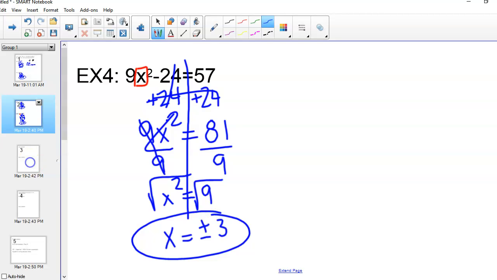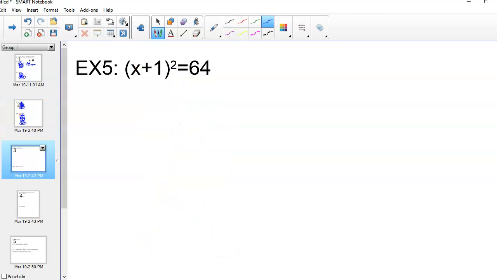Okay. Here's our next one. Now this one is a little bit different than the ones that we have done so far, because for example 5, we've got x plus 1 squared equals 64. Now right here, that square is on the outside of that parentheses, and we cannot do anything with this equation until we get rid of that square. So this one, we're actually going to square root both sides first. We can't subtract that 1 because it's on the inside of the parentheses.